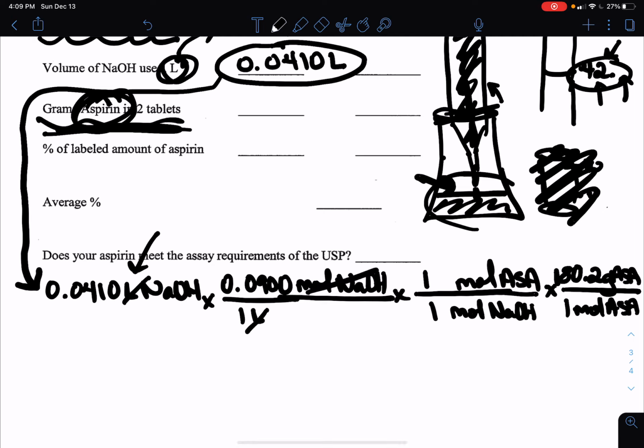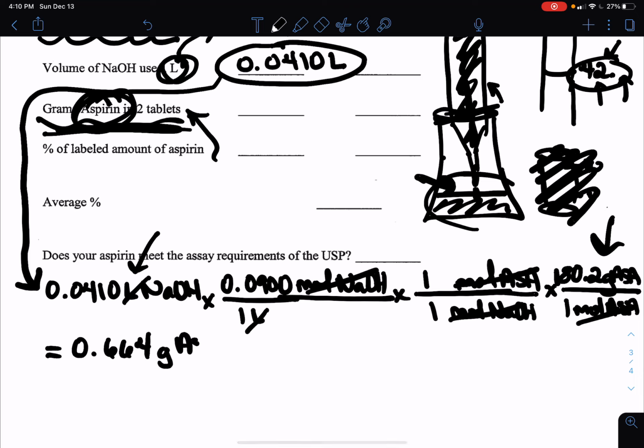Oh, by the way, we got to cancel out moles of NaOH and moles of ASA, and we're left with grams of aspirin. Oh my goodness, that's what we were looking for right there, right? Woohoo! Okay, whiz bam bang, you do this on your calculator, and what you're going to get is 0.664 grams of acetylsalicylic acid. Now again, that most likely won't be your answer. That's my answer because I made up the volumes and the concentration of NaOH, but this is the exact same process. You just got to plug and chug.